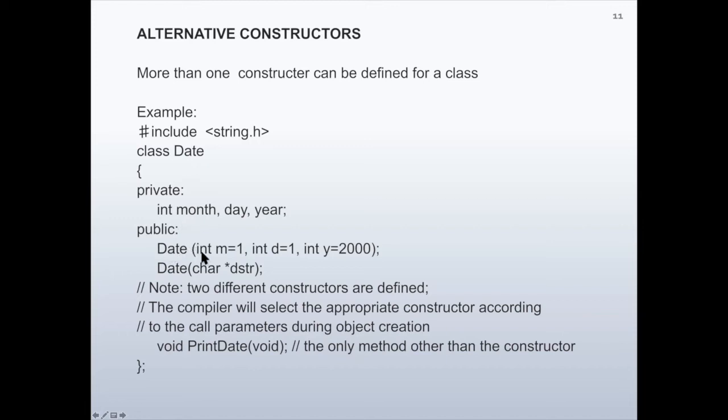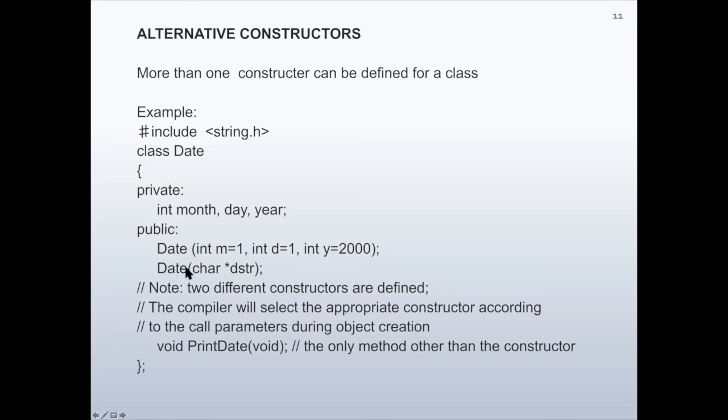And in the first one, notice that we have three different parameters. All of them are integer. M has default value 1, and that value is going to be loaded to month. The second one is D. Default value is 1, and it will be loaded to day. And the last one has default value 2000, and that value is going to be loaded to year.